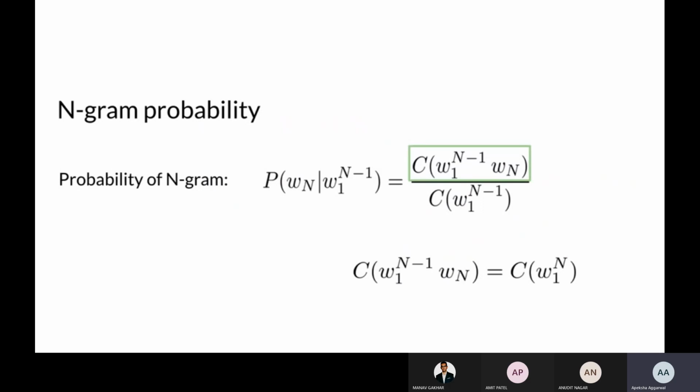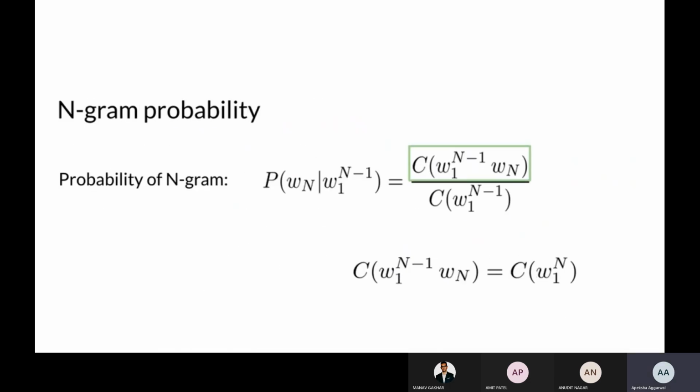So now the n-gram probability. We have seen unigram, bigram, and trigram. To calculate the n-gram probability, it is the count of the n minus 1 grams that have already appeared together with the last nth gram, divided by the count of the n minus 1 grams again.